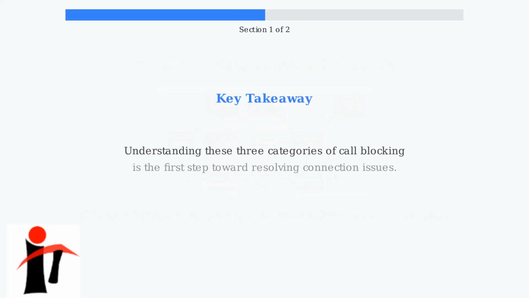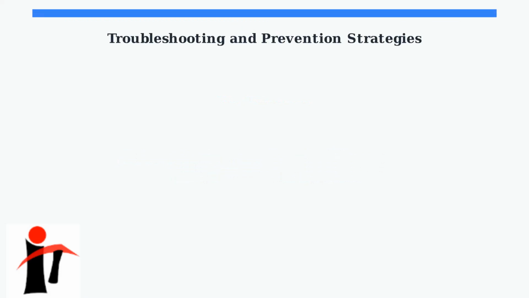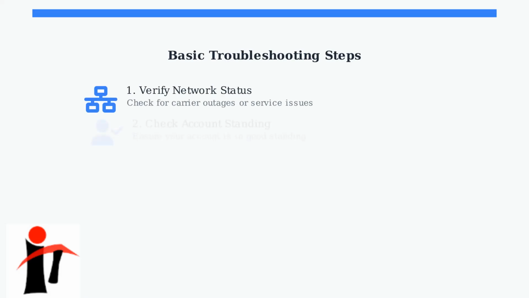Understanding these three categories of call blocking is the first step toward resolving connection issues. Each type requires different troubleshooting approaches, which we'll explore in detail in the next section of this guide. Now that we understand why calls get blocked, let's explore practical solutions to fix these issues and prevent them from happening in the future. Start with these basic troubleshooting steps.